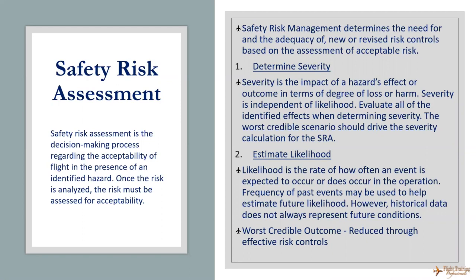So when we're determining what those risk levels are, we need to determine severity. We need to determine or estimate likelihood. Severity is the impact of a hazard or outcome in terms of the degree of loss or harm, so it's completely independent of likelihood. An example on severity: if I fell, I would maybe have a bruise, whereas an elderly person may break a bone. So there are different levels of severity, but we always want to go with the worst credible scenario.